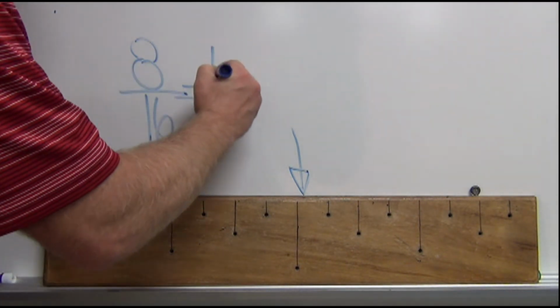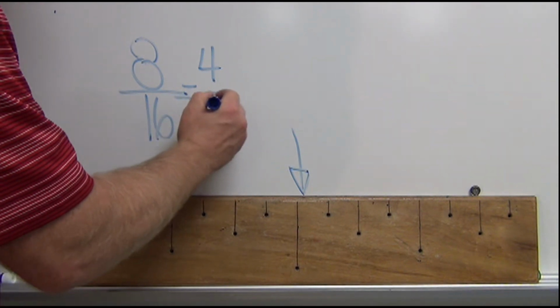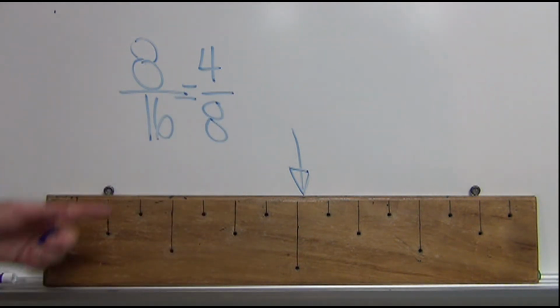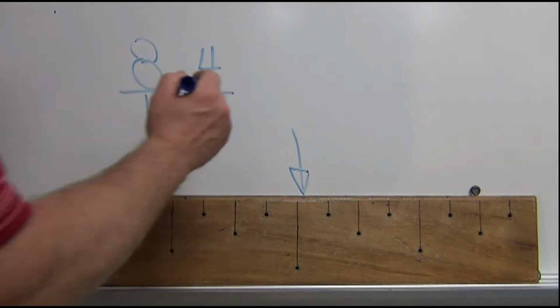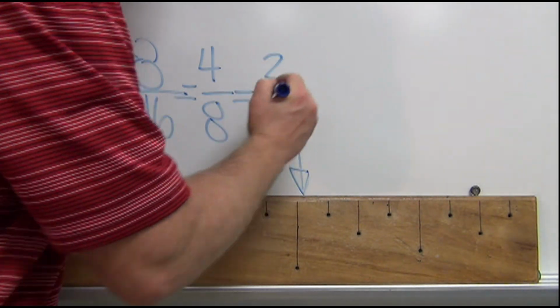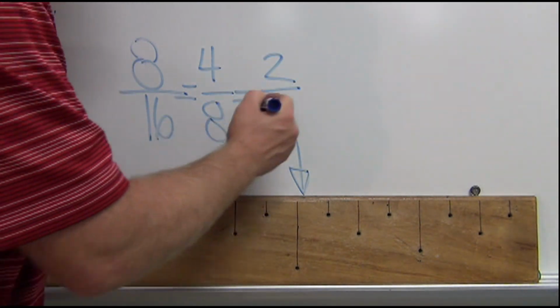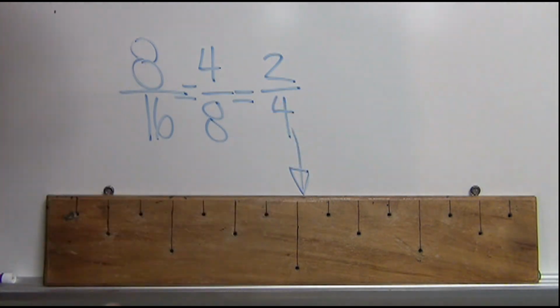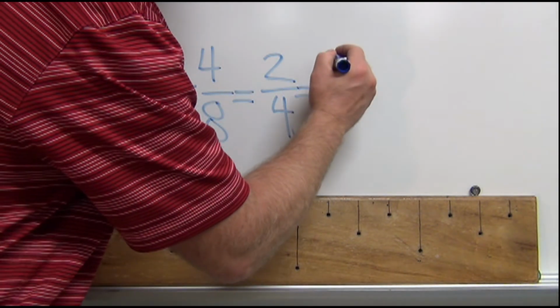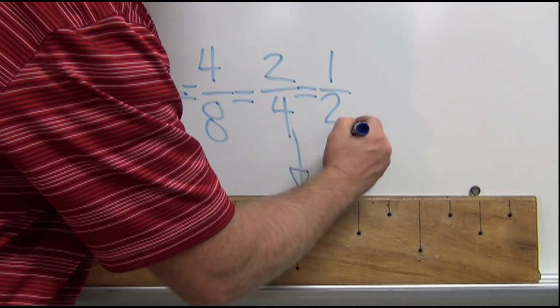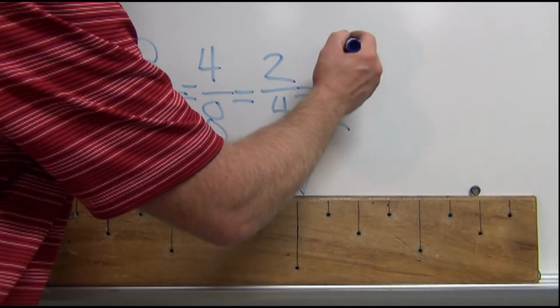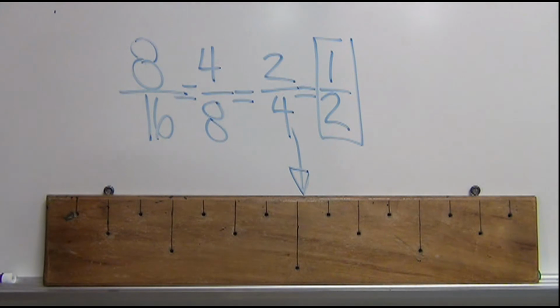Half of 8 is 4. Half of 16 is 8. Very good. Still an even number on top. So we better keep cutting. 4 cut in half is 2. 8 cut in half is 4. Very good. And we still got to keep cutting. Okay? Half of 2 is 1 and half of 4 is 2. This measurement is 1/2 of an inch. And that's how we do that.